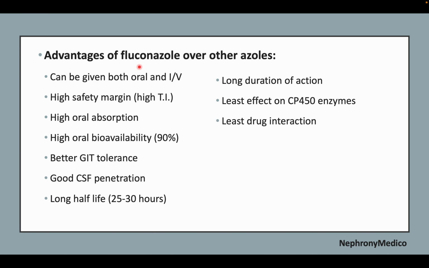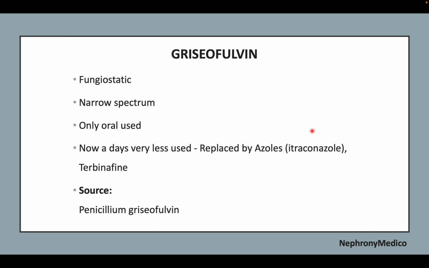The advantages of fluconazole over the other azoles is that it can be given both orally and intravenously. There is high safety margin, high oral absorption, high oral bioavailability, better GI tolerance, good CSF penetration, long half-life, longer duration of action, least effect on the CYP450 enzymes, and least drug interaction.